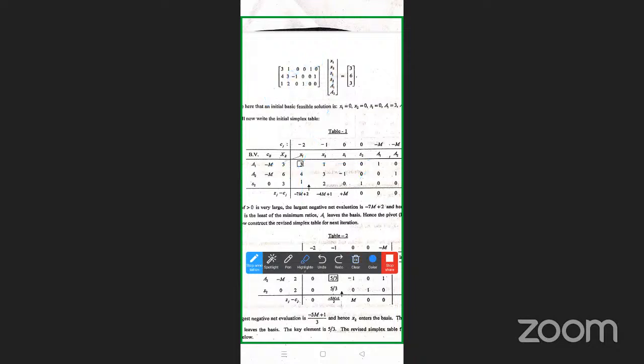So here, this is the incoming vector and this is the outgoing vector. In the basic variables, A1 is replaced by X1. That's why in the X1 terms, we convert to 1, 0, 0 by using row operations only.